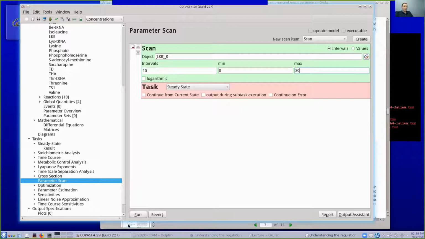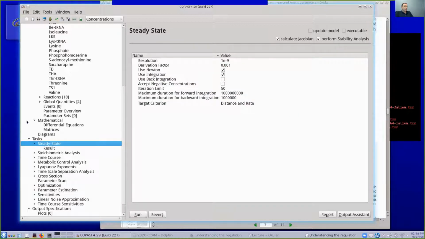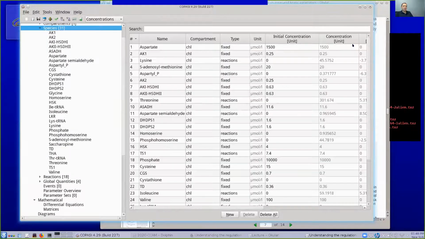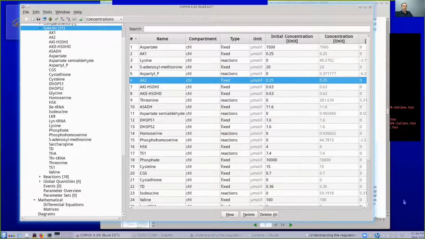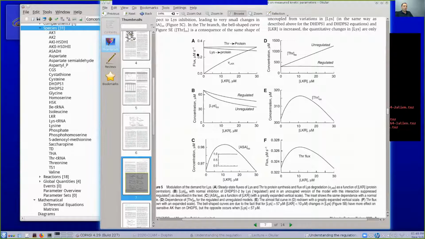So all I have to do now is run, and this would do it, except that I don't have any output to look at. And if I go and look in the species, it will show me just the steady state concentration of the last one I calculated. Now I want to reproduce the figure. I want to reproduce this figure, which is actually fluxes.